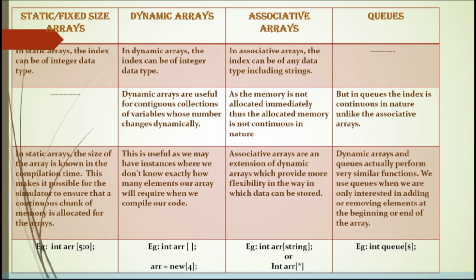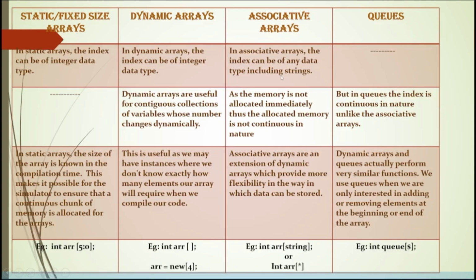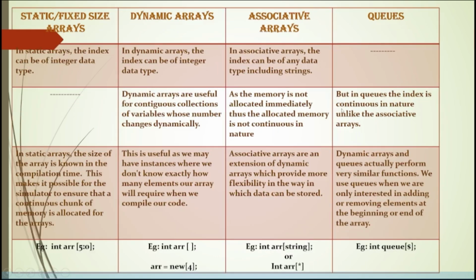One more important difference between dynamic and associative arrays is that when you are using only an integer data type, you can choose a dynamic array. But when you are using any string data type, because string is not supported by dynamic arrays, you use associative arrays. If you see here, the syntax has an index type. So when you want to include strings, then you will be using associative arrays. Along with this, there are a lot more differences, and this table will be helpful for you for reference. You can just pause this and check this table.